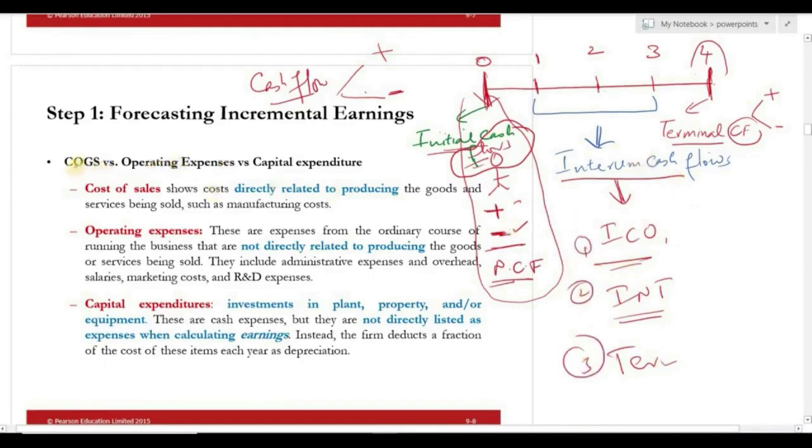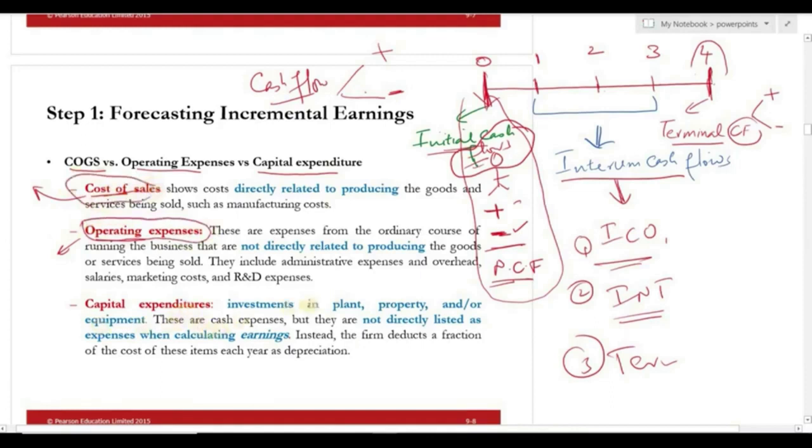Now we have to first differentiate between cost of goods sold versus operating expenses versus capital expenditure. CGS is basically the direct cost of manufacturing or producing something. That is actually the cost accountant that gives this information. Operating expenses are separate from the factory or manufacturing. For instance, you need to pay rent, you need to pay salary, maybe pay the interest. All these things are basically operating the business. This is creating the product.